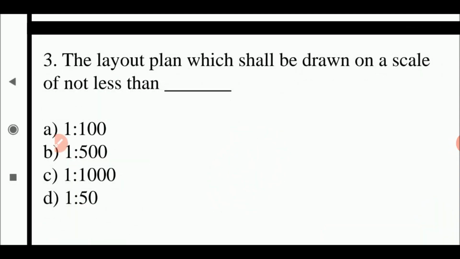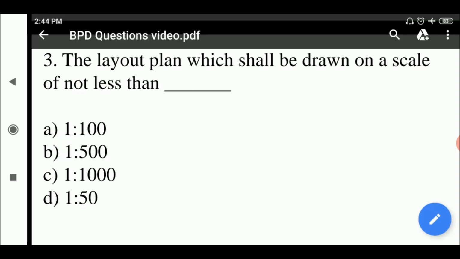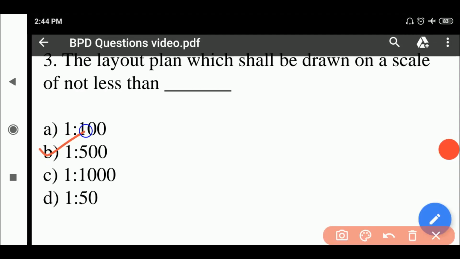Next objective, the layout plan which shall be drawn on scale of not less than 1:100, 1:500, 1:1000 and 1:50. As per the National Building Code, the scale for layout plan is specified as 1:500. So the answer is 1:500, that is option B.